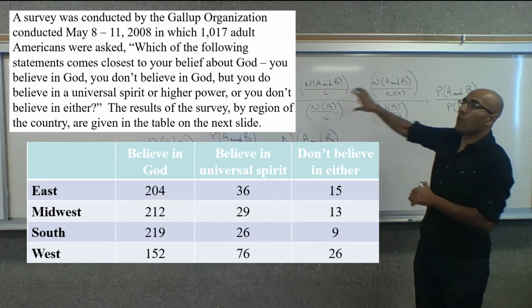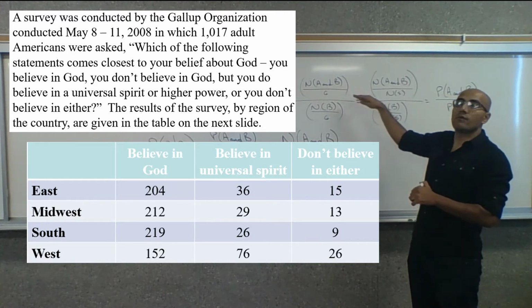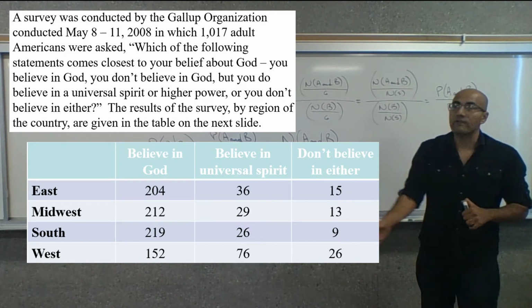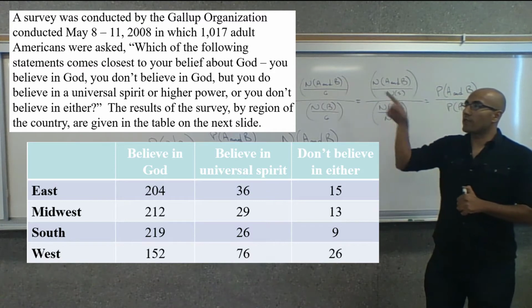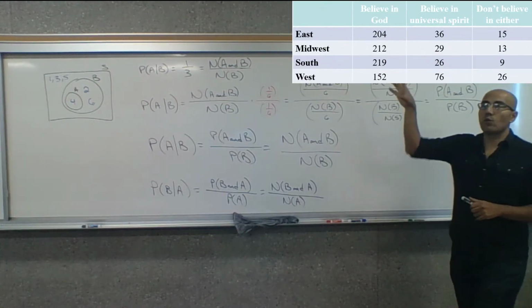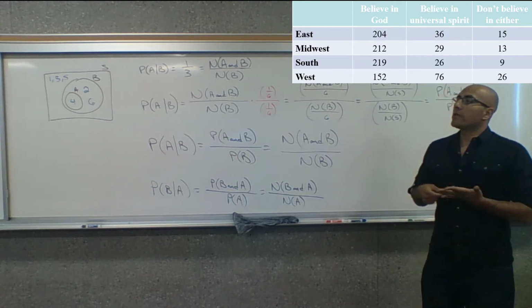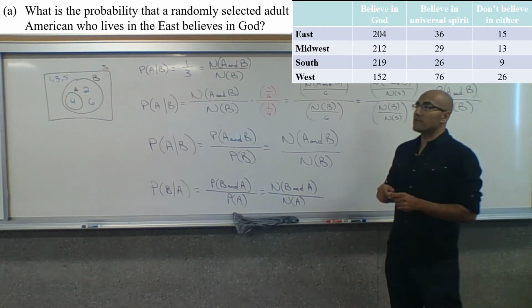And if we add them all across, then we get all the people that live in the East, all the people that live in the West. If we add them all down, we get all the people that believe in God, all the people that believe in a universal spirit, all the people that don't believe in either. Good. And we know that there was a total of 1,017. Okay. We're good so far on what that table is describing?